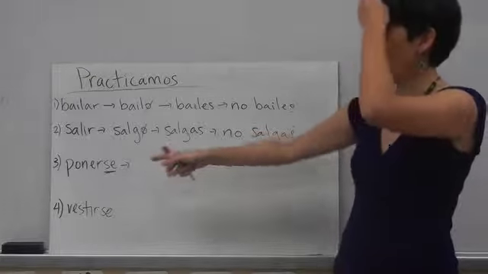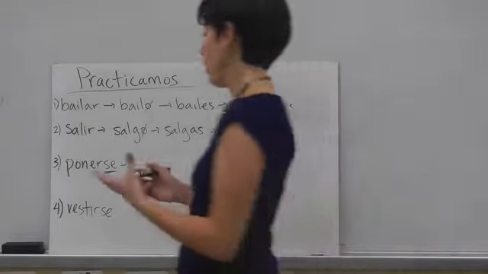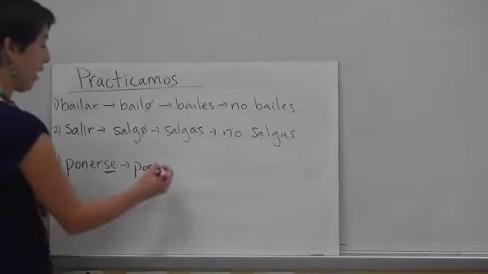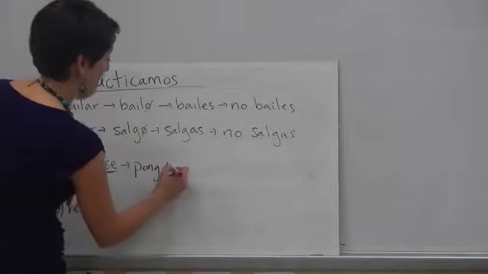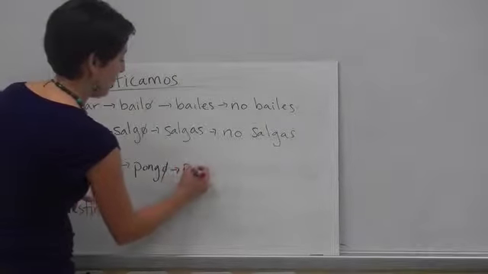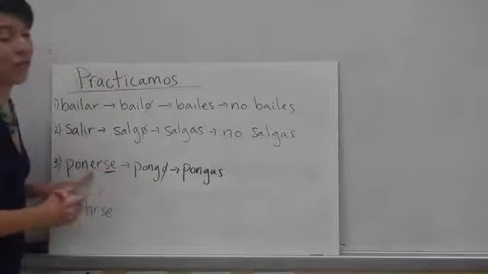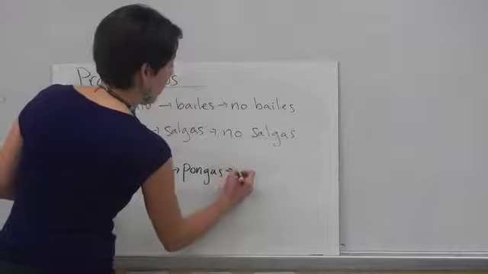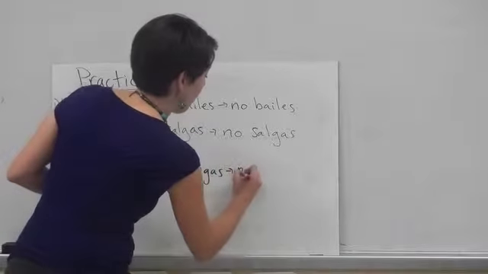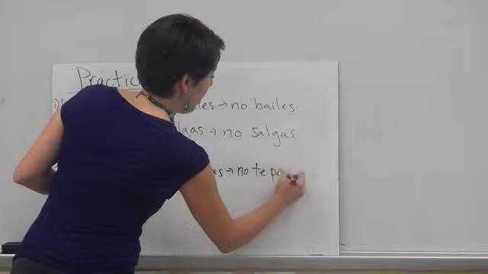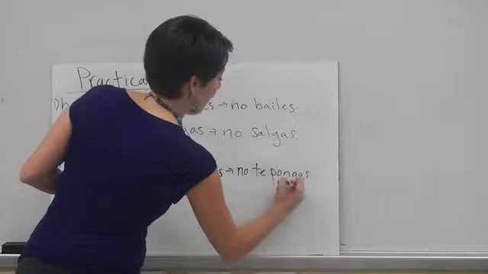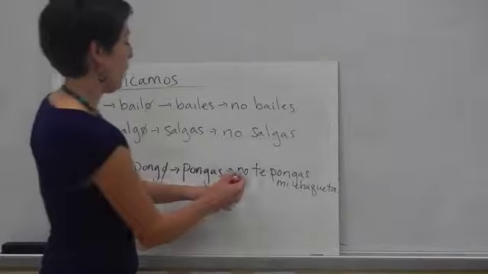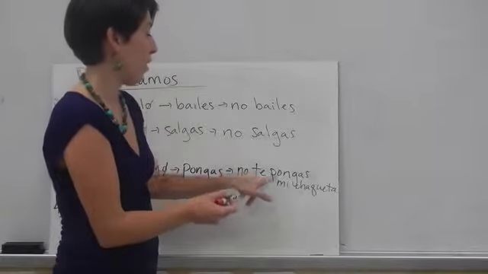Okay? Now we have ponerse. Ponerse is also a go verb. So what's it going to be? It's going to be pongo. Then I take off my O, and I add my opposite box 2. It's an ER verb, so I'm going to add AS. Now, it's also reflexive. So when I put my no in front, I'm then going to add my reflexive. Because remember, the subject is tú, so I'm going to end up with no te pongas mi chaqueta. Don't put on my jacket. No te pongas. So we get the no, then that reflexive pronoun, and then the command.